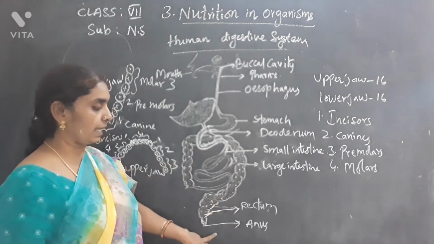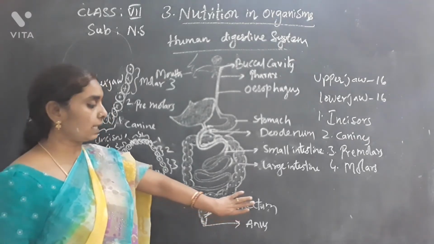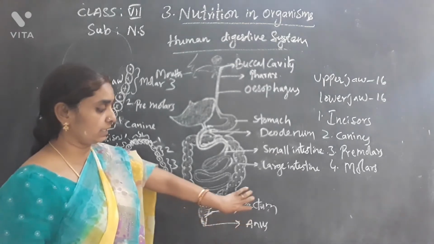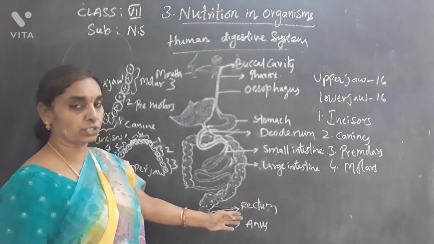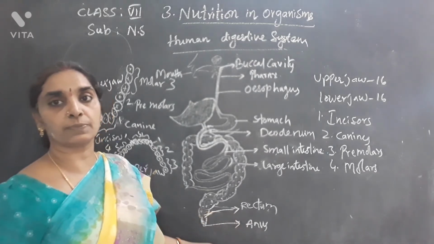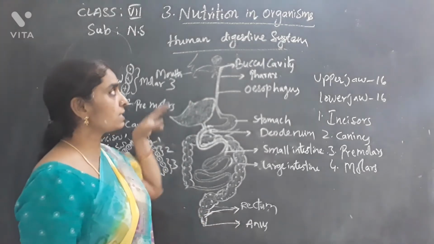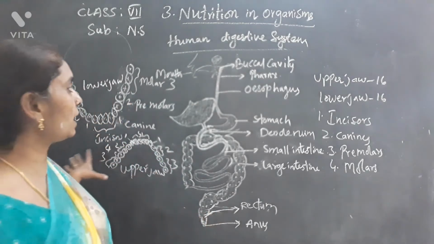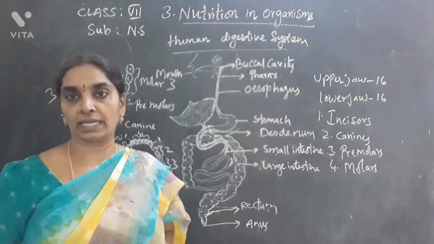the rectum and anus. In the rectum, undigested food is stored for excretion, and from there the anus is an organ from which the feces is excreted out. So this is about the human digestive system, children. I hope you have understood about the human digestive system.